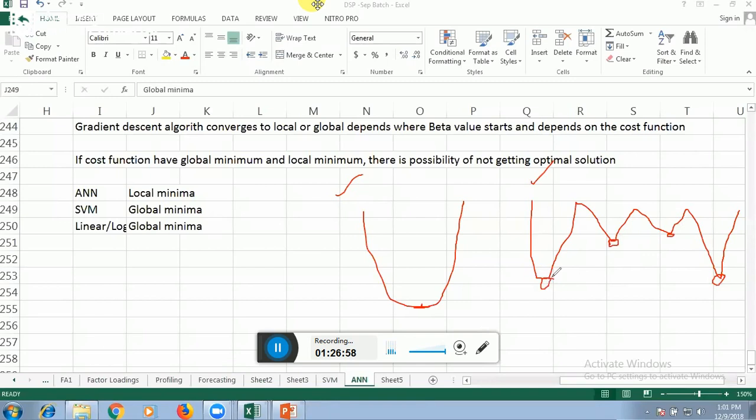Out of all, which minima is global? Probably this is the global minima. Global minima means the least minimum. Compared to these three, you have the least minimum here. So that's what global minimum is. Whichever betas give you the minimum value of my cost function, that is my best solution.